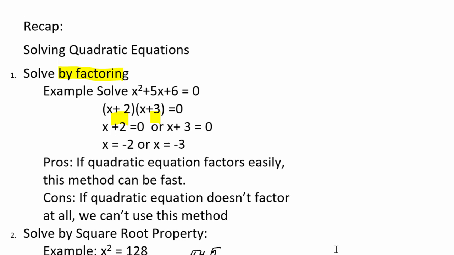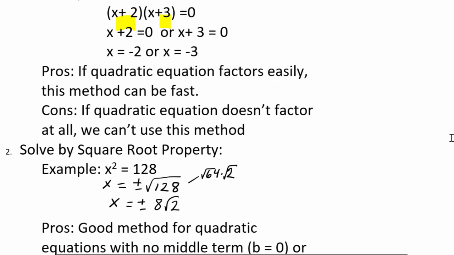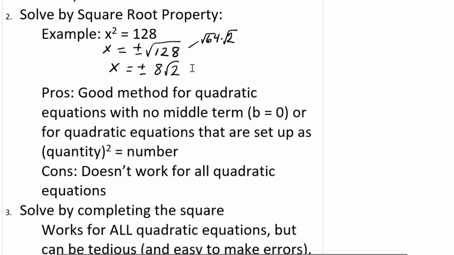So here's an example. x squared equals 128. And this was the method in which we took the square root of both sides, and then we remembered our plus or minus, right? And then we would look inside the radicand and pull out perfect squares, and that would give us our exact answers. So this is not a difficult method.